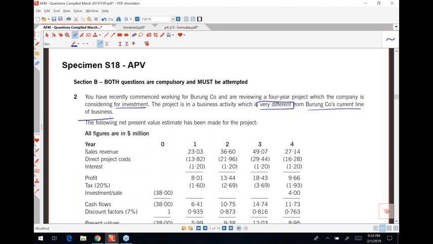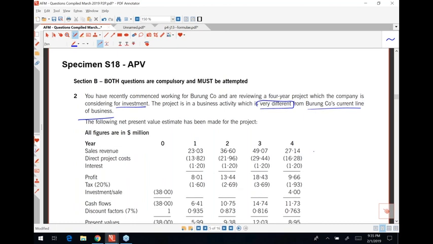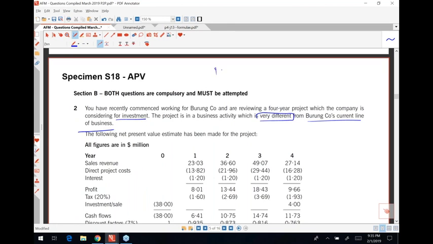Somebody was asking me a question: how do we decide if we have to use APV or NPV? It might actually be mentioned in the question requirement, or at times what happens is when you go into another business, your business risk changes. APV is also relevant in that scenario.